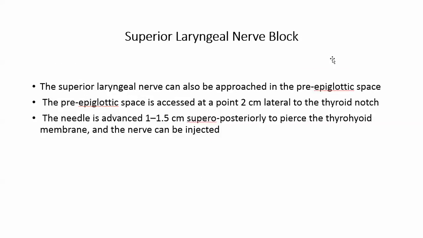The superior laryngeal nerve can also be approached in the preepiglottic space. The preepiglottic space is accessed at a point 2 cm lateral to the thyroid notch. The needle is advanced 1 to 1.5 cm superior posteriorly to pierce the thyrohyoid membrane, and the nerve can be injected.